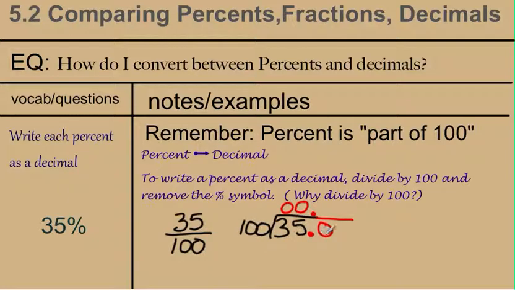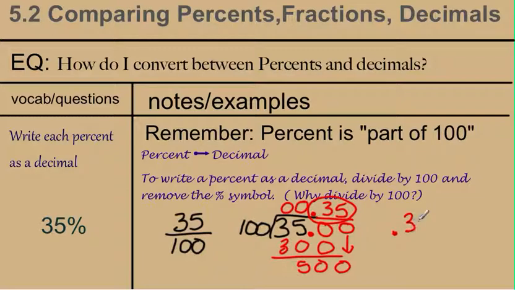Does 100 go into 350? Yes, it does, 3 times. 3 times 100 would give me 300. And if I subtract these, I get a 50. Again, I'm going to put another 0 here to hold my place value, and I drop it down to the bottom. Does 100 go into 500? It does. And it'd be an even amount of times, and so this would be my final answer, the 0.35.